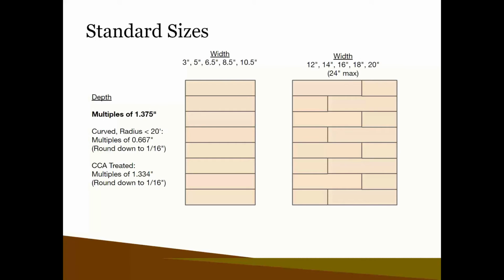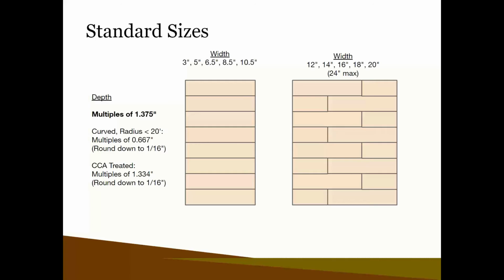Okay, standard sizes. So Bob has slightly different standard sizes than other manufacturers. So I'm just going to go over these briefly. I think if you always stick with the more narrow of the width, you'll always be able to get the size you need. So standard width, we have 3 inches, which comes from 2x4, 5 inches comes from 2x6, 6.5 inches comes from 2x8, 8.5 inches comes from 2x10, and 10.5 inches comes from 2x12. So 10.5 inches is the widest we can make using a single size of lumber.